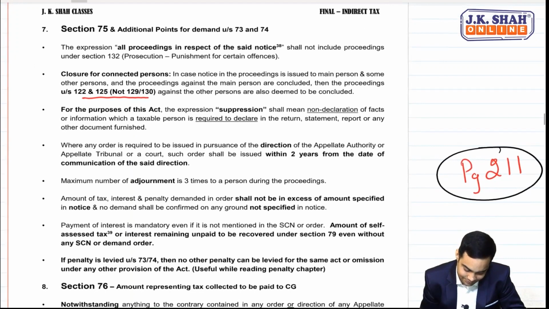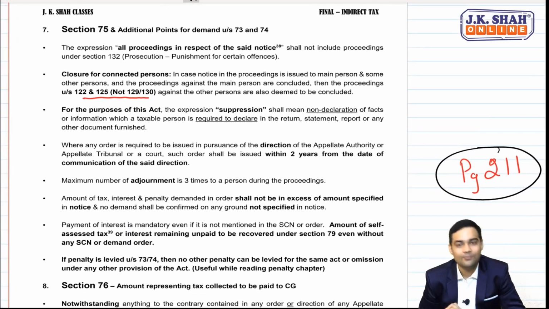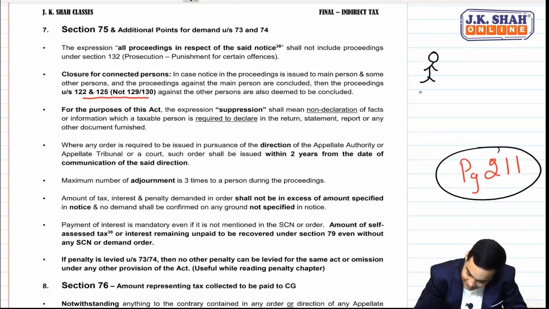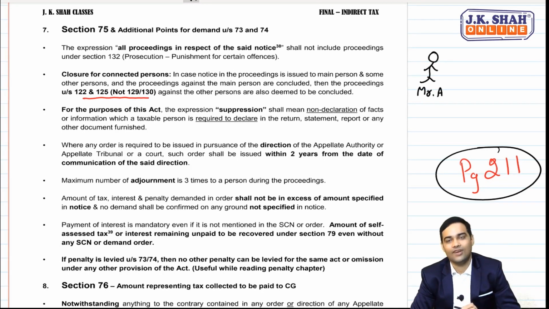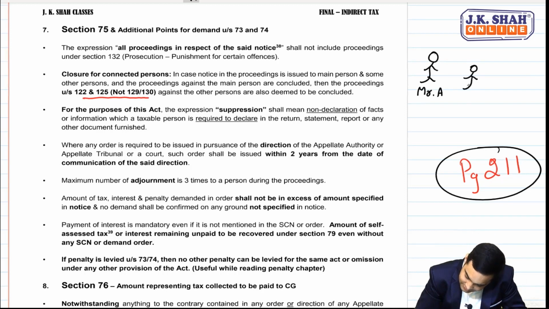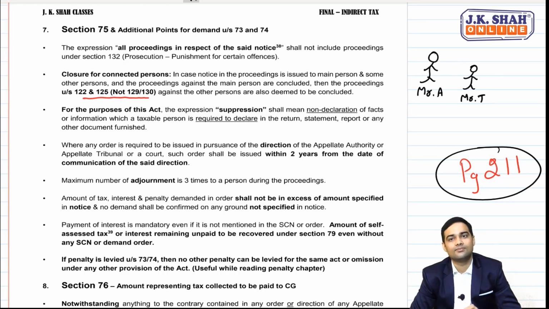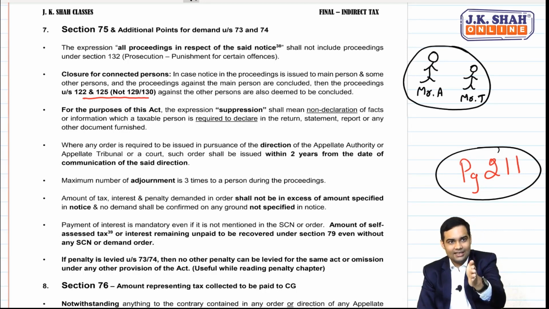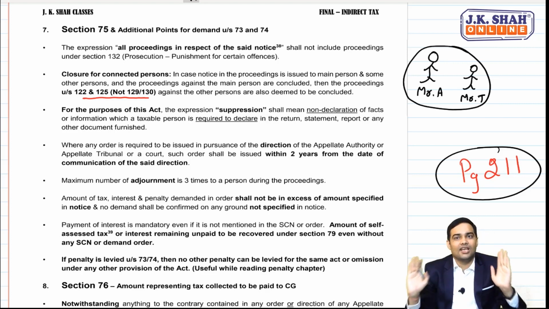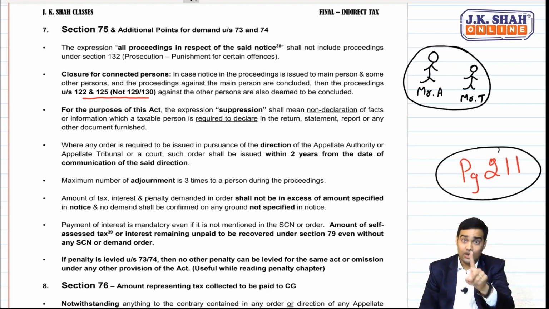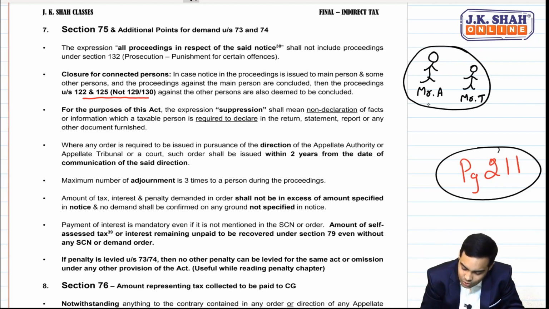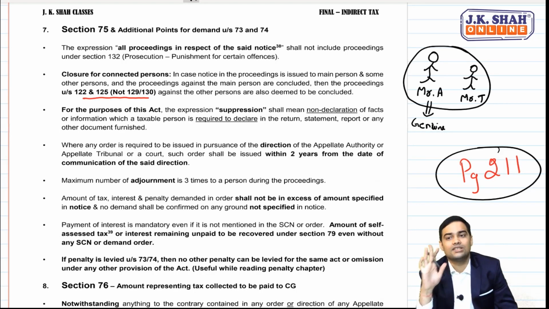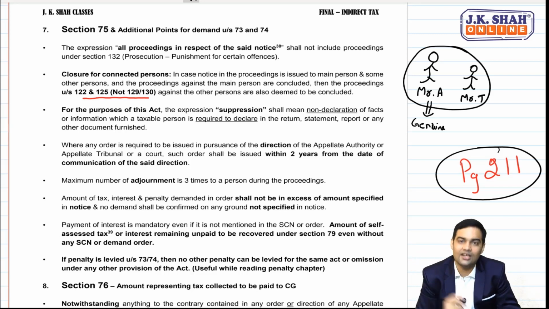Okay. Now, let me take a small example. If Mr. A has done a crime, fine, sir. And this is Mr. T, who is the transporter. Government officer has caught both the persons. Mr. A, who has done the main crime. Mr. T, who has supported the criminal. Government has caught both. Now, say suppose Mr. A is able to prove that he is genuine. Then in that case, my question to you is, if Mr. A is able to prove that he is genuine, will the proceedings against Mr. T hold good?